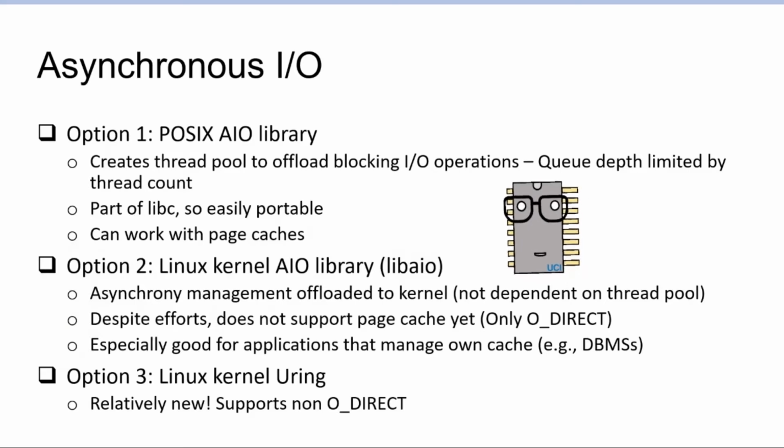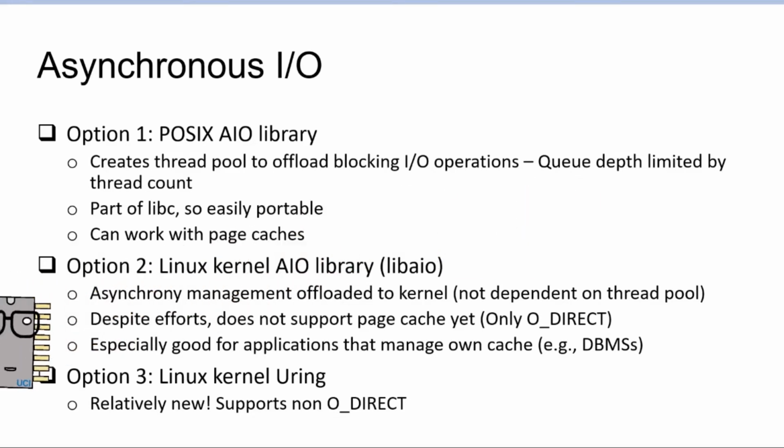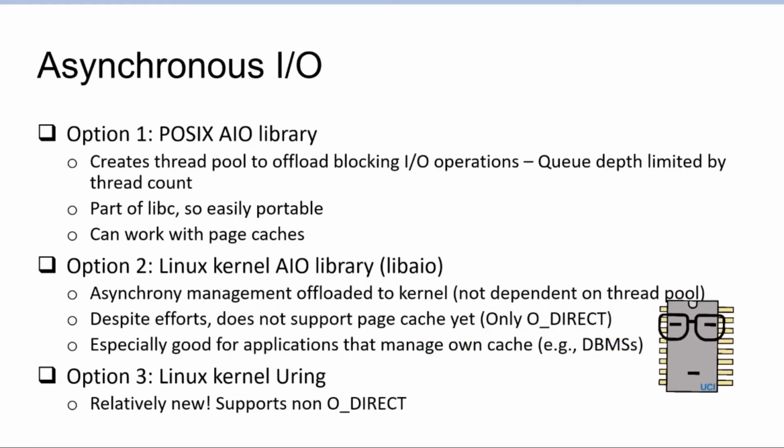So you don't have to spawn too many threads. You just send up, kind of like using a system call. If you just send read requests, write requests to the kernel, it will let you know later when the responses are ready. So that's efficient and fast. One downside of AIO is that despite some efforts by the developers, it does not support taking advantage of the page cache yet. So if you want to use libaio on a file, you have to open it using O_DIRECT.